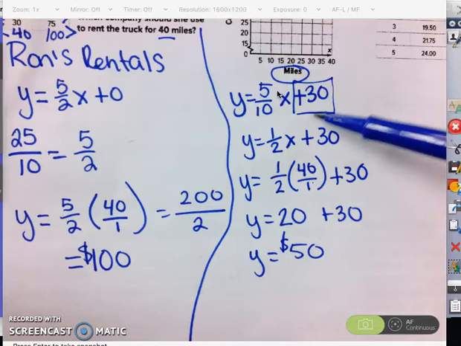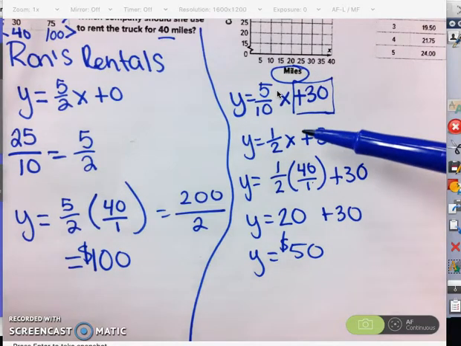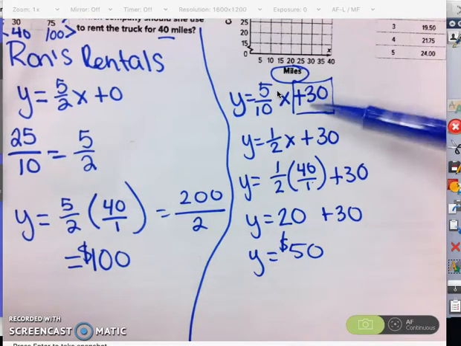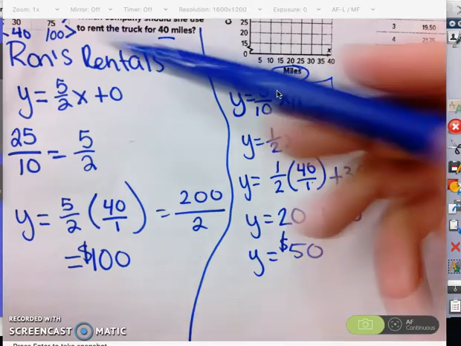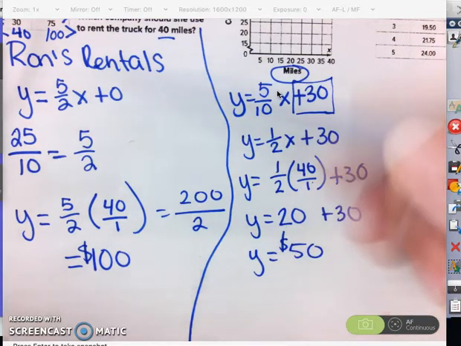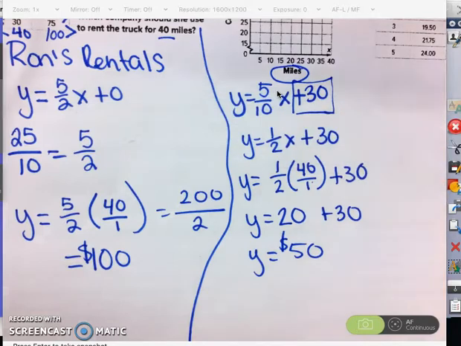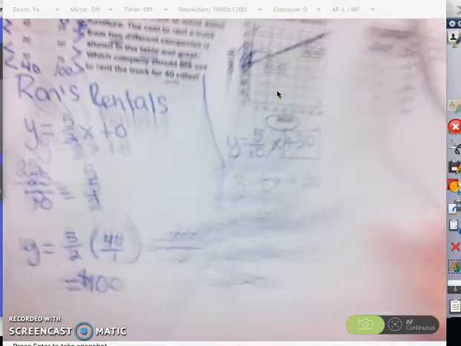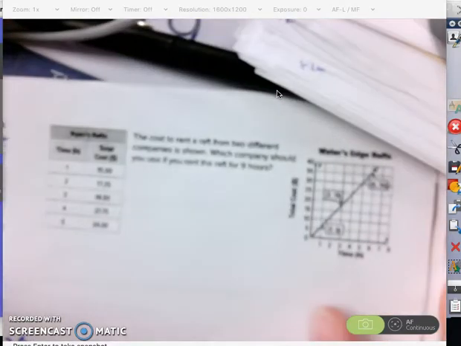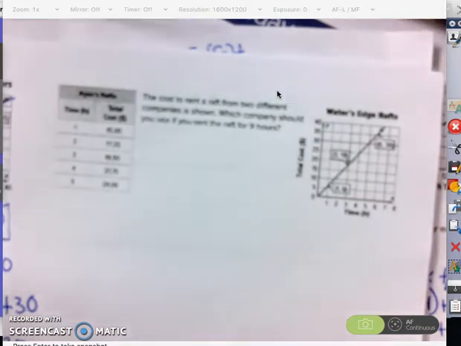So if you were only going a small distance, you would have to pay probably more. If you were going long distance or short distance, you'd probably want Ron's Rentals. Make sense? Anyway, all right, that would be problem solving that we would want to do. All right, our second one.